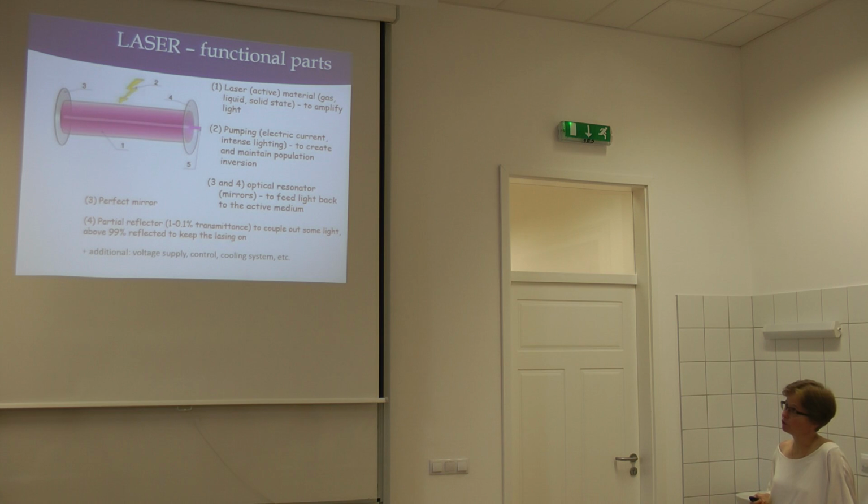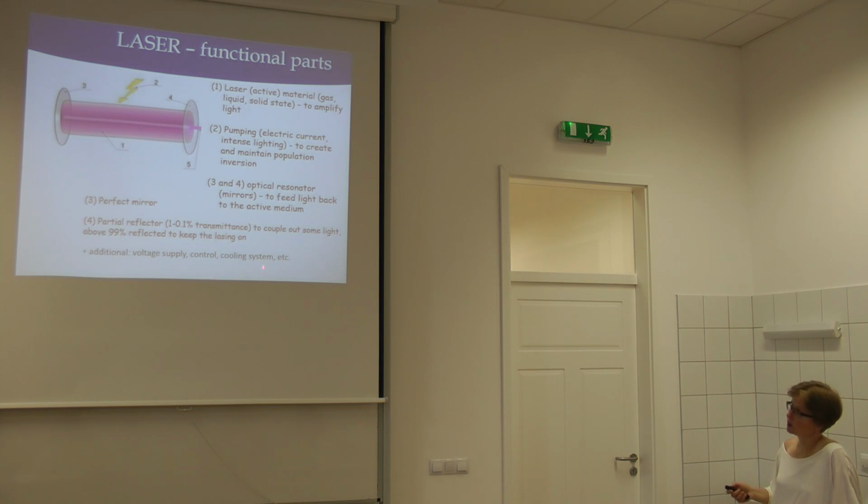Pumping can come in different forms as well. It can be electric current, an intense light, or a chemical reaction which produces atoms in the excited state. Then we have the two end mirrors, which give us the optical resonator. One of the mirrors is perfect. We want 100% reflection, so it's almost 100. The other one is a partial reflector, the outcoupling part of the oscillator. When I say partially reflecting, 1 to a few tenths of a percent is transmitted through. This is actually not a loss. This is the laser.